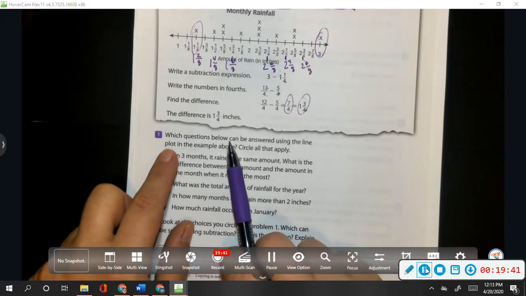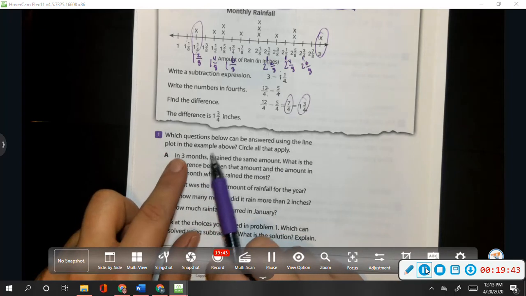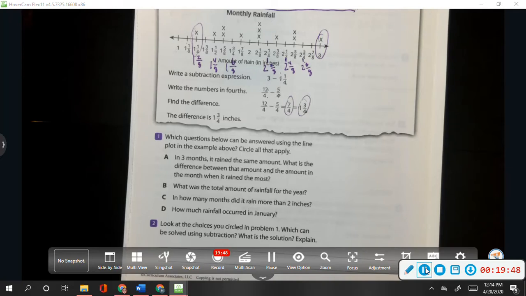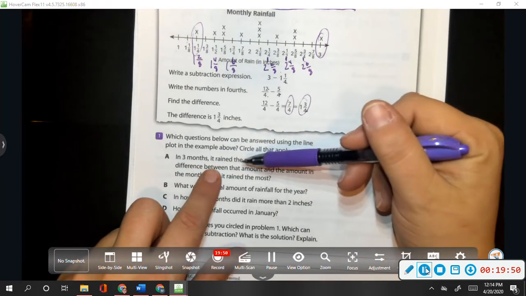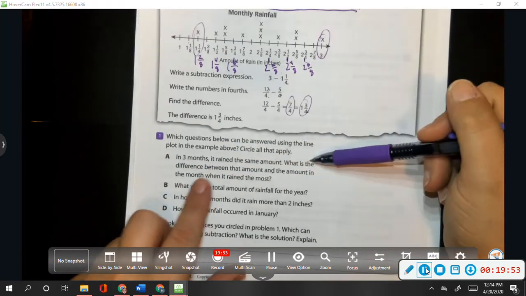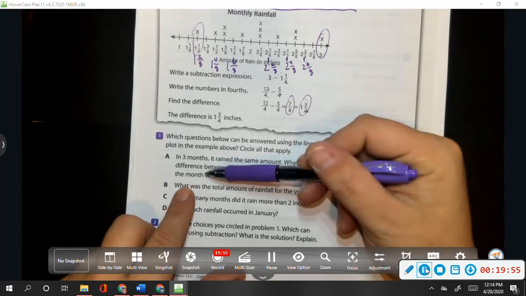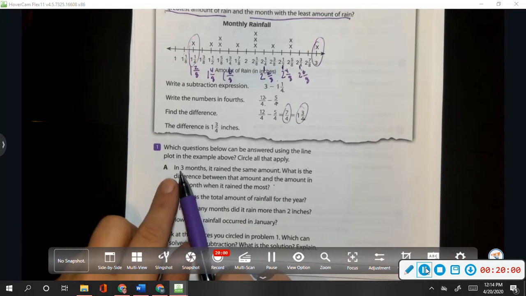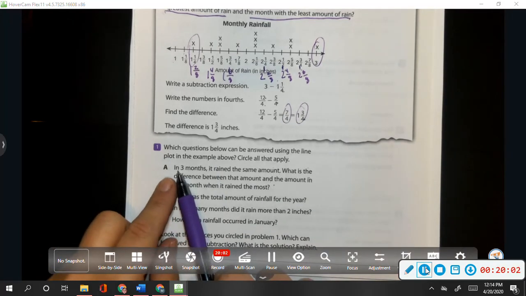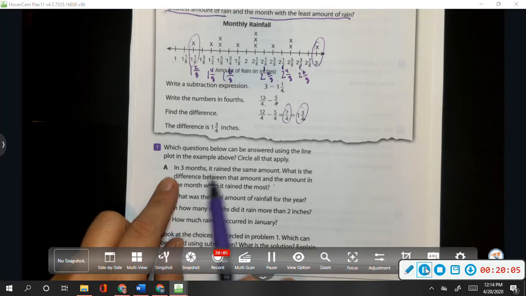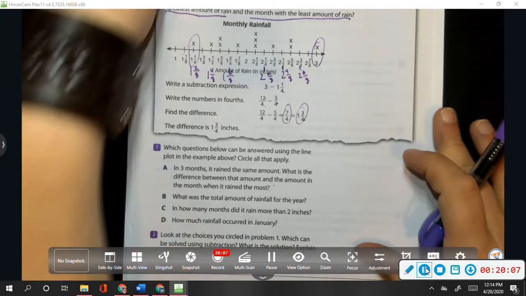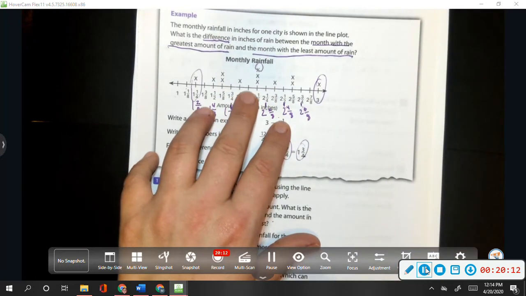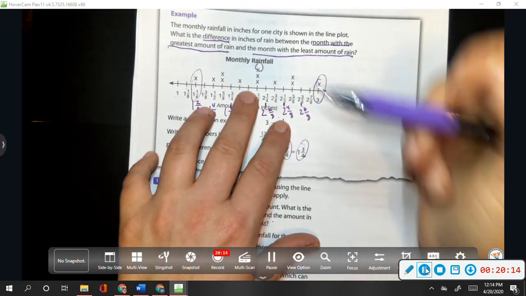Which questions below can be answered using the line plot in the example above? Circle all that apply. So let's look at A. In 3 months, it rained the same amount. What is the difference between the amount and the month when it rained the most? So the first thing we need to do is look back into our line plot and find out if there were 3 months that rained the same amount. Now remember, each of these X's is a month. Okay?